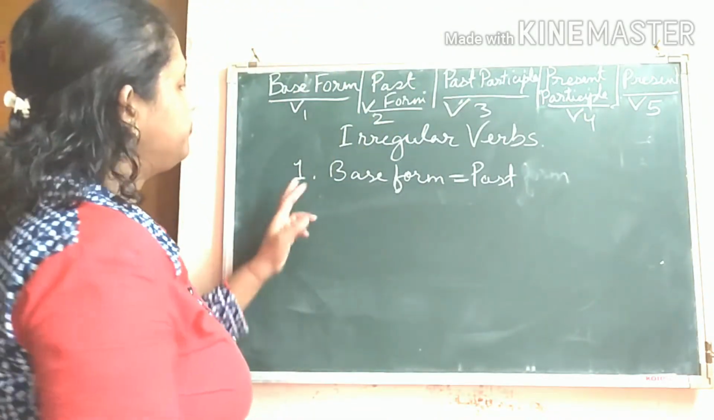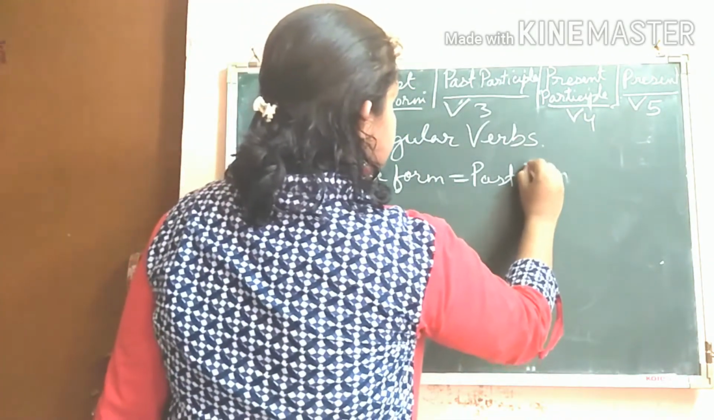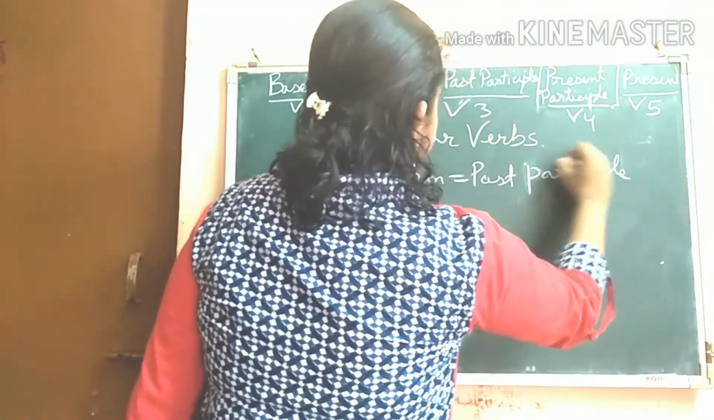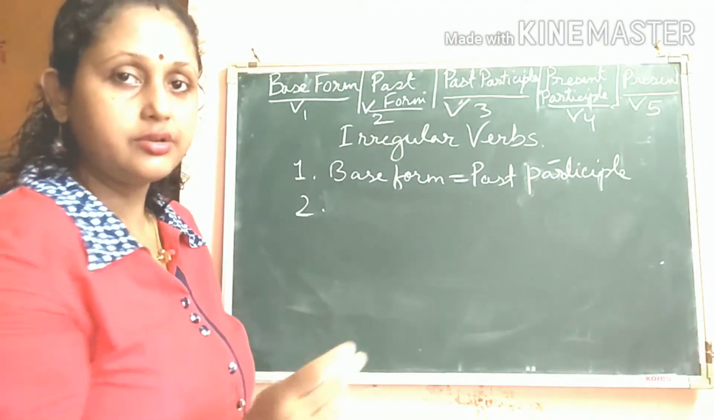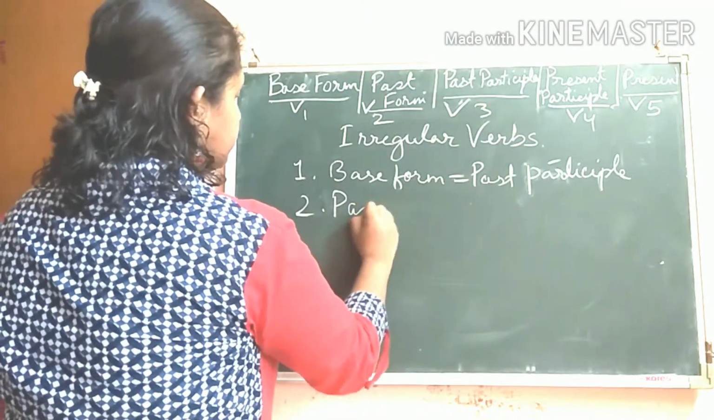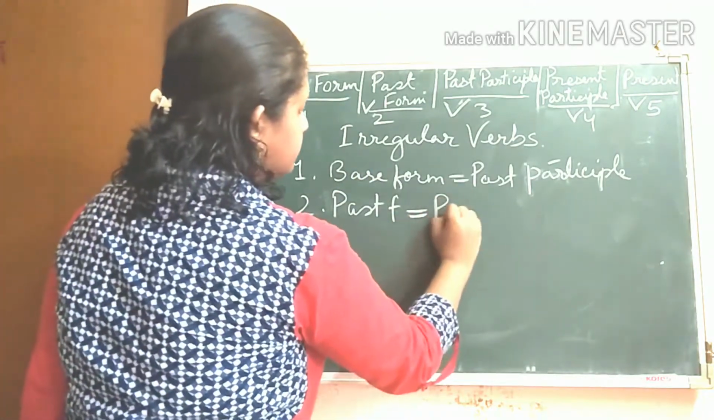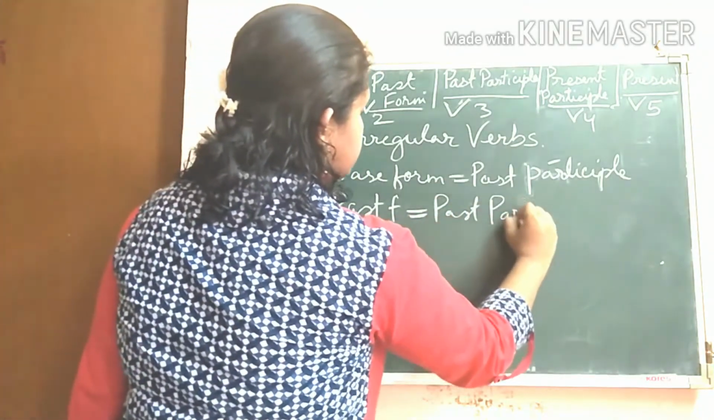For example, base form is equal to past participle. Second category is past form equals to past participle.